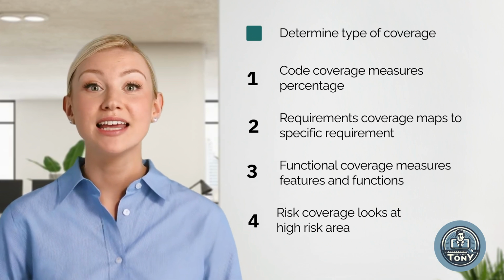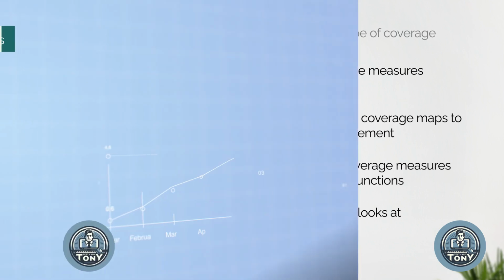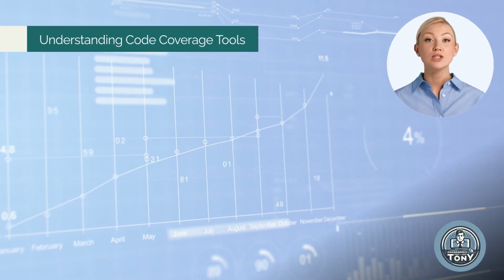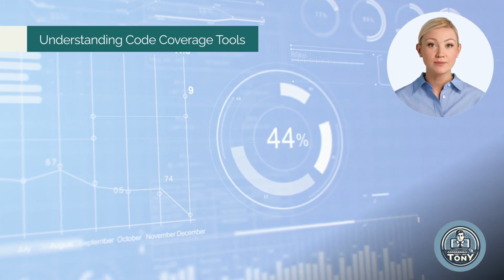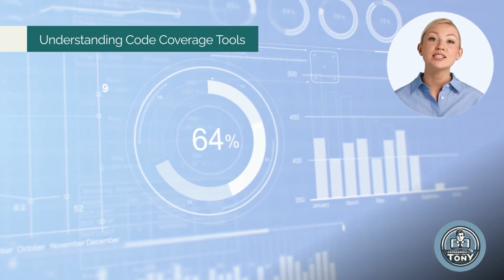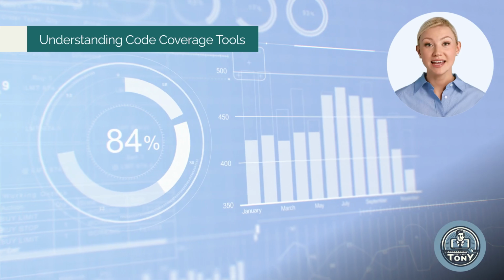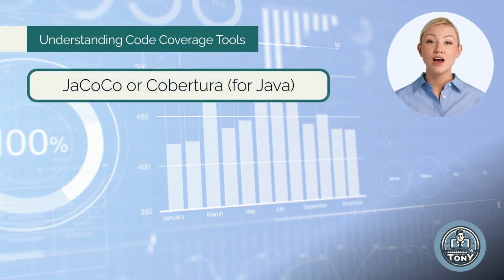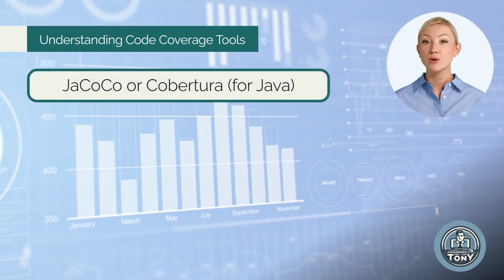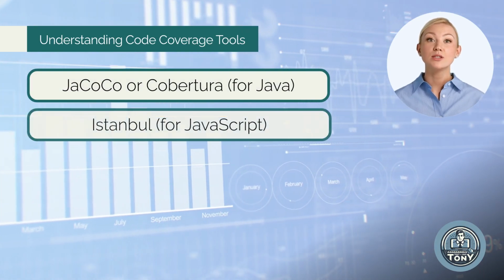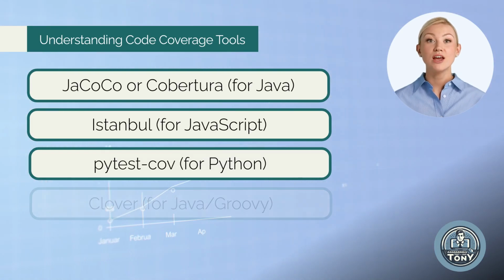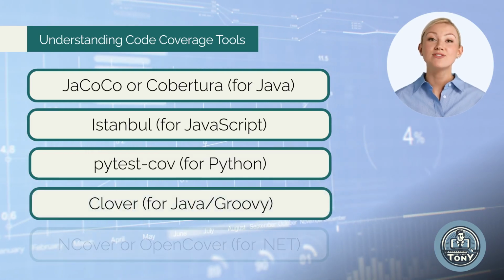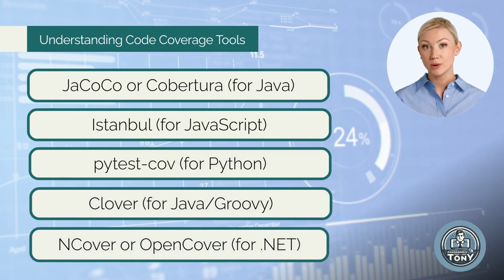Let's start by looking at code coverage. To prove code coverage, you can use tools to measure how much of your code is executed during testing. Popular tools would be used dependent on the type of code you are testing. If the code type is Java, you could use Jacoco or Cobertura. For JavaScript, use Istanbul. For Python, use PyTestCov. For Java Groovy, use Clover. And for .NET use, NCover or OpenCover.